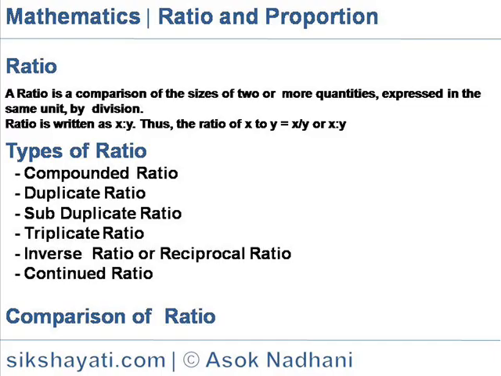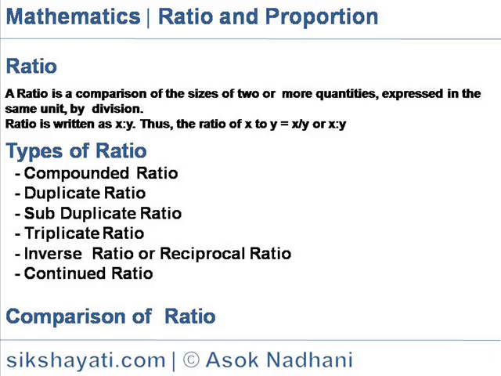Types of ratio. Compounded ratio. The ratio of the product of antecedents to the product of the consequents of two or more ratios is called compounded ratio. For example, x is to y and u is to v. The compounded ratio is x into u is to y into v, or xu is to yv. Thus, the compounded ratio of 3 is to 4 and 5 is to 7 is 3 into 5 is to 4 into 7, or 15 is to 28.